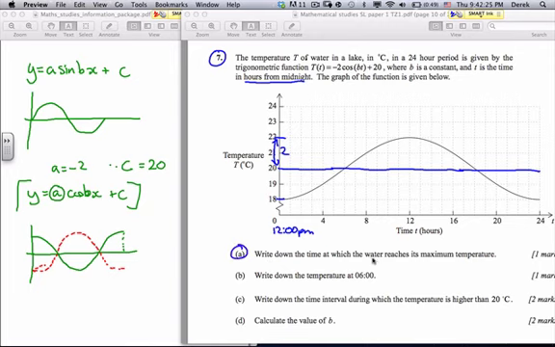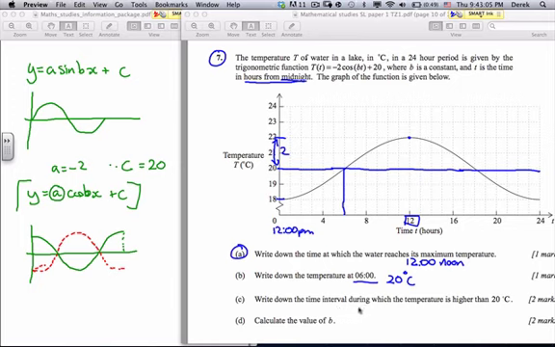Write down the time at which the water reaches its maximum temperature. Well, its maximum temperature is over there at 22, and that is going to be 12 hours, so it's going to be at 12 noon. That's when it can be, because it starts from midnight, so it'll be 12 hours from then. Write down the temperature at 6 a.m. That would be over here. At 6 a.m. is over there, so the temperature would be 20 degrees Celsius.